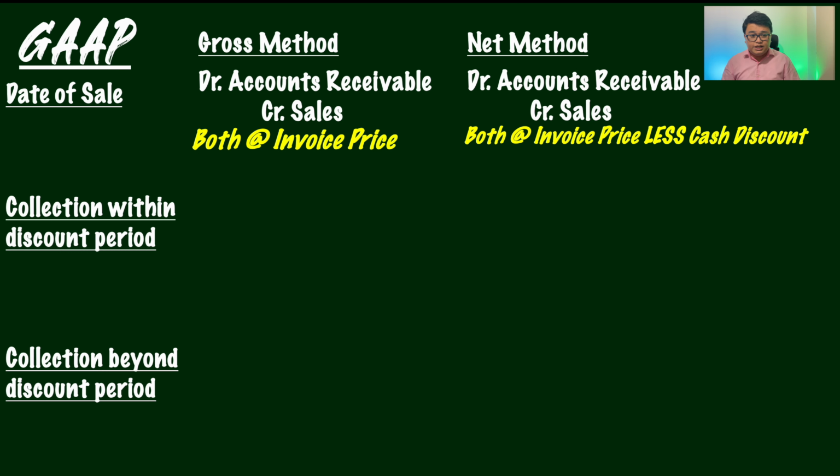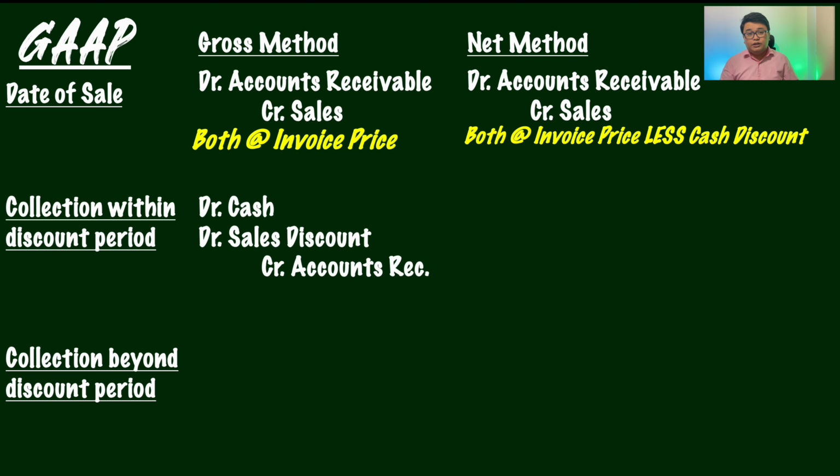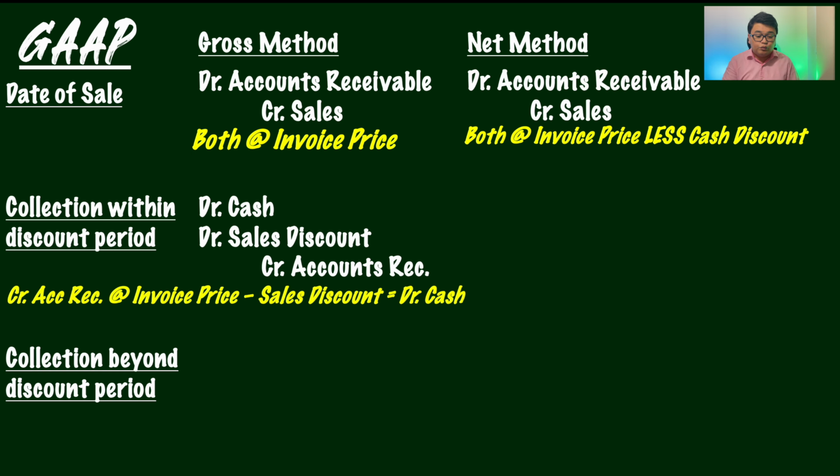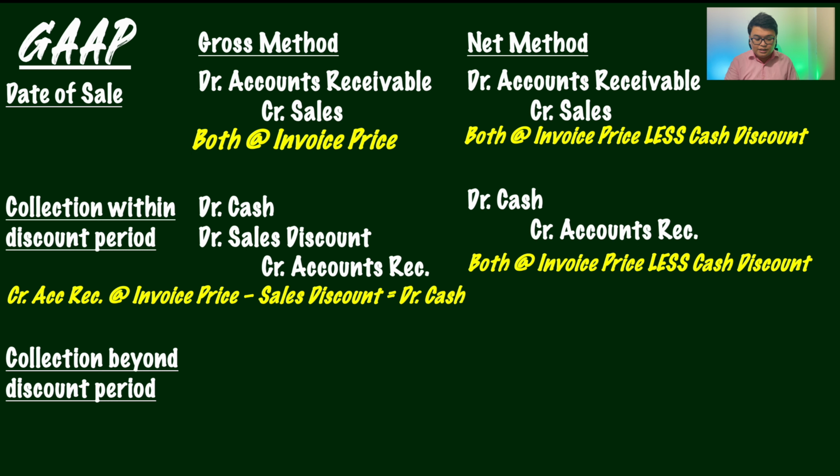If the accounts receivable is collected within the discount period, then we will debit cash, debit sales discount, and credit accounts receivable. The accounts receivable credit represents the invoice price. We deduct the cash sales discount, and that would be in our debit. As such, the net amount will be the amount debited to our cash. On the other hand, since we already recognize the potential cash discount on the date of sale, under the net method, we will just debit cash and credit accounts receivable. Again, the debit to cash and credit to accounts receivable under the net method is already at invoice price less cash discount.